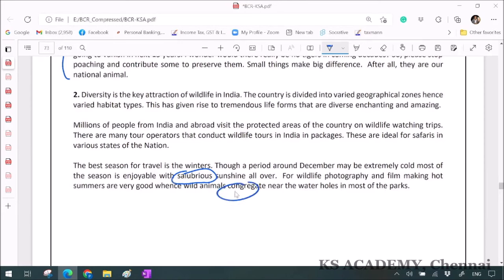Greg means crowd. Con means coming together. Congregate means come together. Congregate around water holes is ideal for wildlife photography. I think this much is enough. Correct? You will cover everything in this.